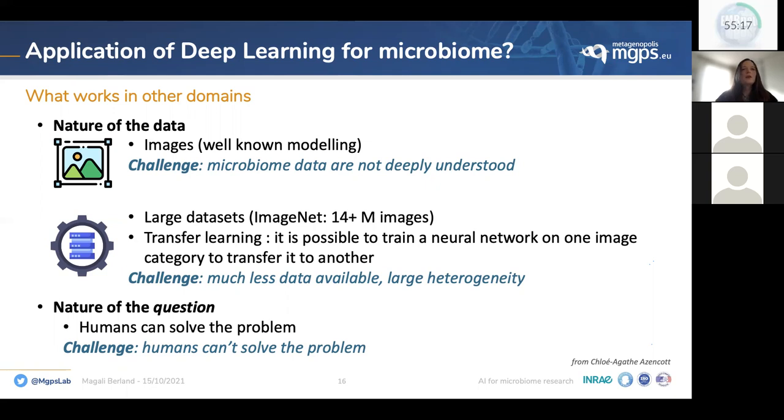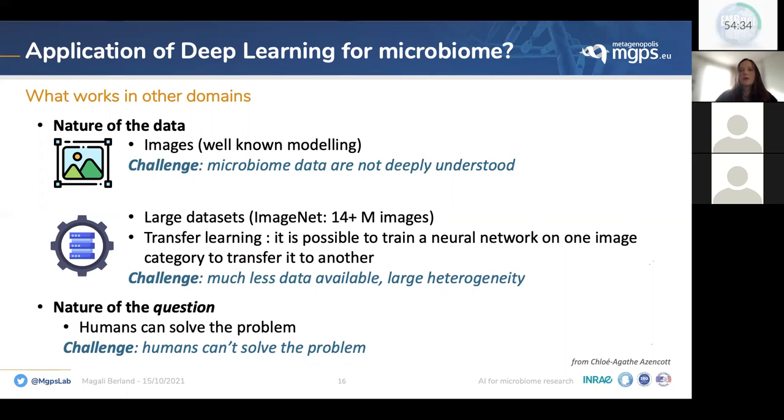The second point is the dataset dimension, where for images, for example, we can have access to very large data sets. For the training of picture recognition, the ImageNet database has more than 40 million images. Obviously, we do not have 40 million human microbiomes yet. And deep learning algorithms can also rely on transfer learning, where it's possible to train a neural network on one image category and transfer it to another image category.